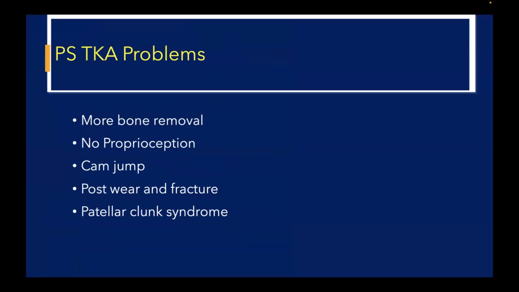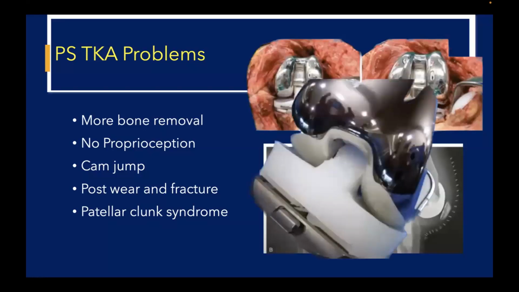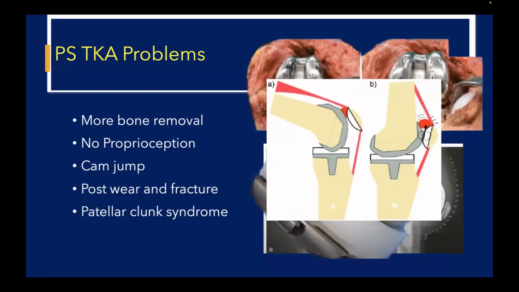All of us know that we are removing more bone because of the box cut. And because we are removing the PCL, there is no proprioception. There is a complication of cam jump, especially when the knee loses flexion. There is a chance for post wear and fracture. Another complication is patellar clunk syndrome, because of nodule formation at the superior patellar region. In those cases, arthroscopic debridement will be needed.